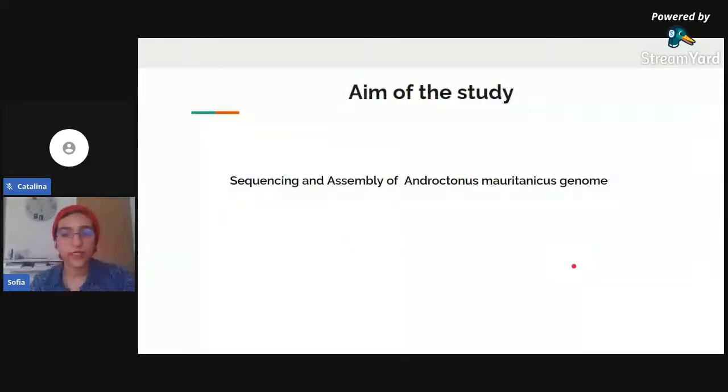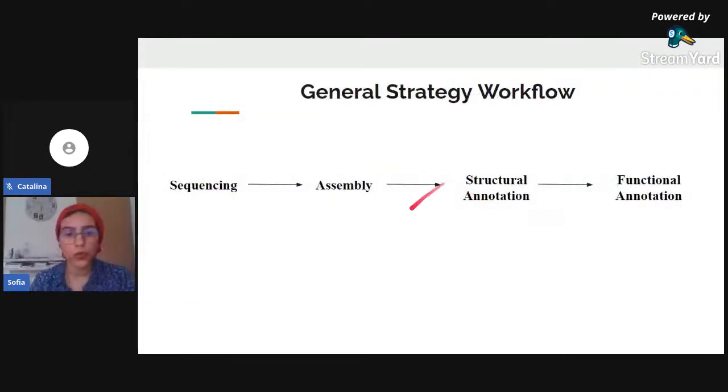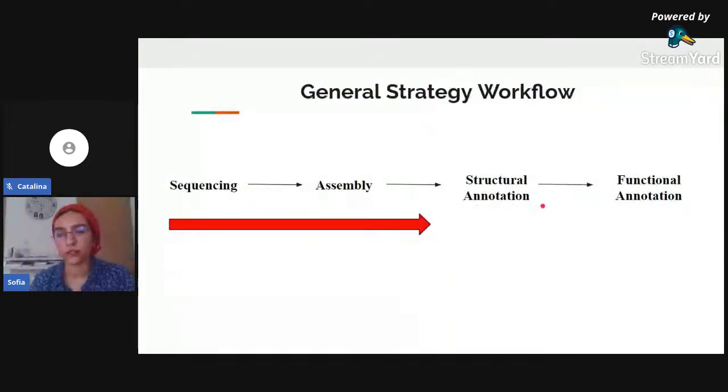So with that being said, the sequencing and the assembly of the Androctonus mauritanicus genome is very important so that we could understand these pathways and maybe make them artificially for therapeutic purposes. So here's the general strategy workflow. So far we have done the sequencing and the assembly. The next steps are the structural annotation and the functional ones.